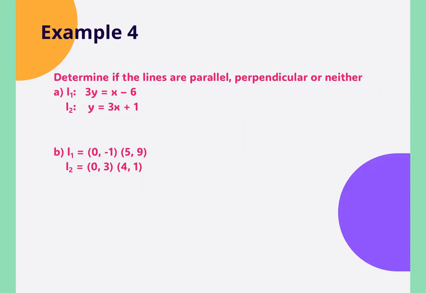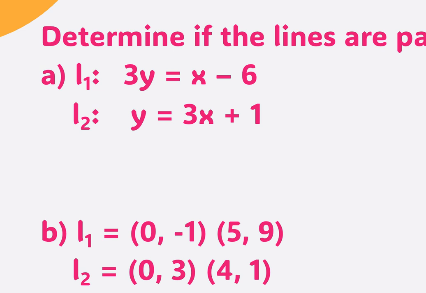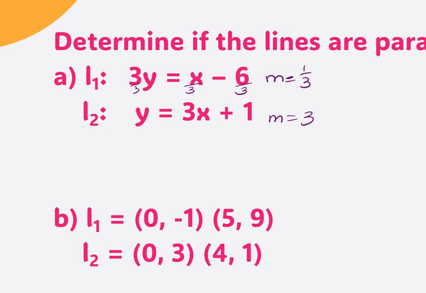All right, example 4 says determine if the lines are parallel, perpendicular, or neither. So A, line 1 says 3y equals x minus 6, and line 2 is y equals 3x plus 1. What would I have to do with the first one in order to figure out the slope? Divide everything by 3. So what's the slope of line 1? 1/3. Good. What's the slope of line 2? 3.